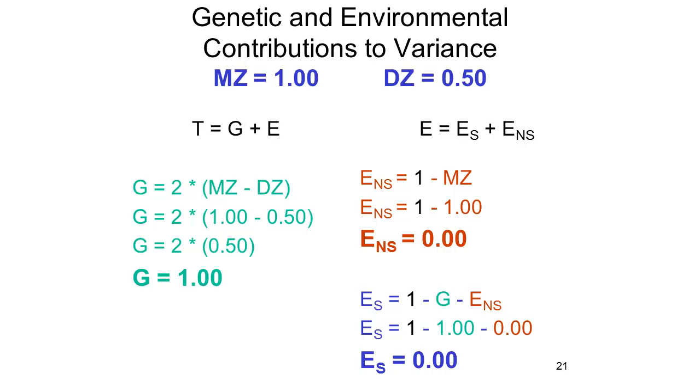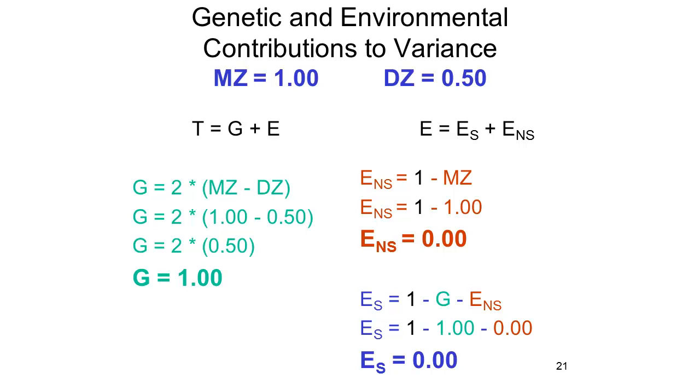Here's the ideal case, at least from a genetic point of view. An MZ correlation is perfect 1.00. The DZ correlation is 0.50. Double the difference between MZ and DZ, you get an estimate of genetic variance of 1.00. All the population variance is attributable to genetic variance. Of course, there's nothing left over, but let's do it anyway.